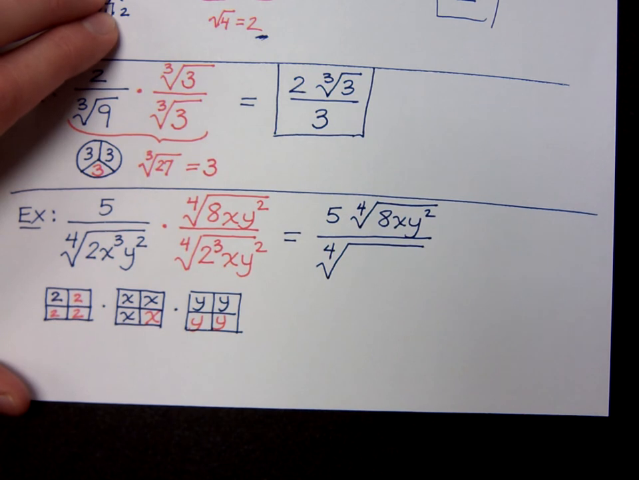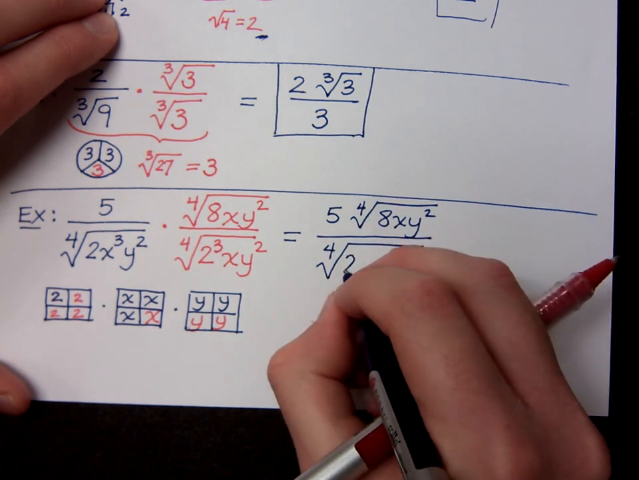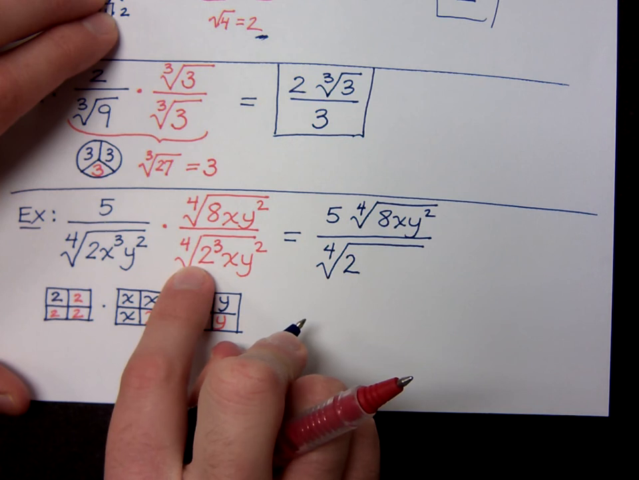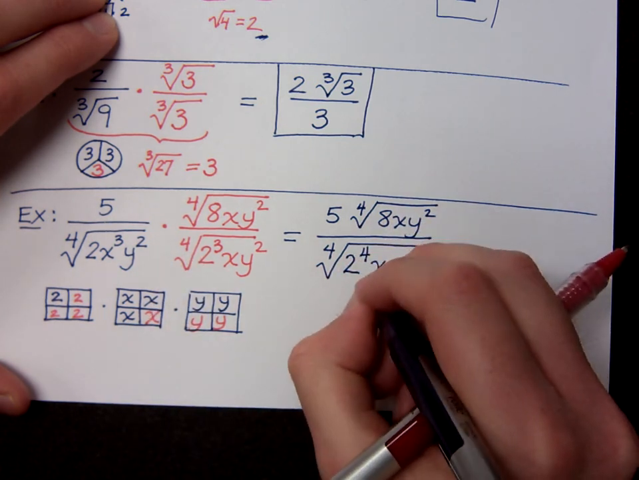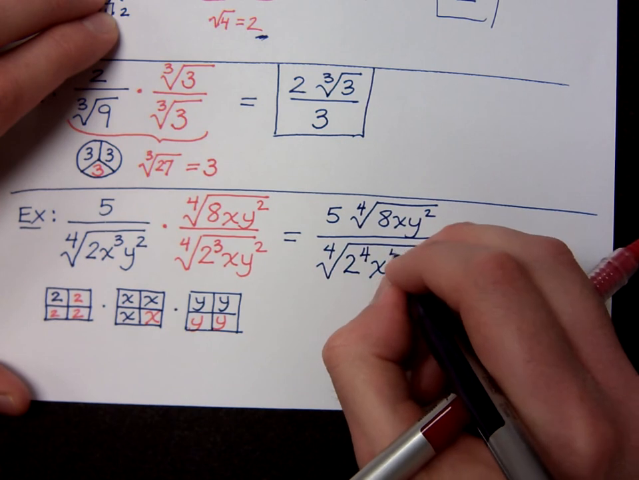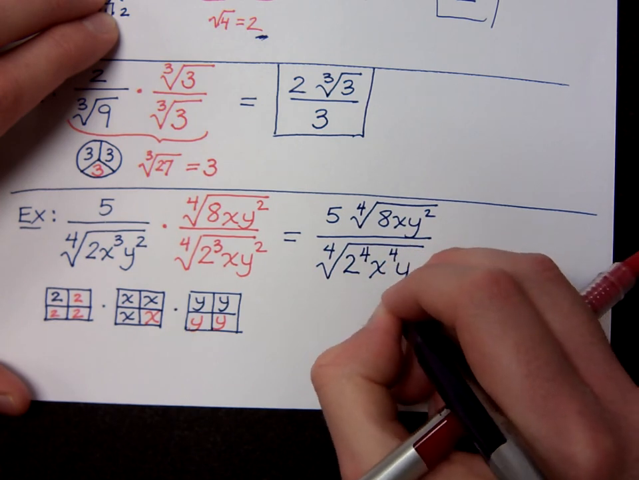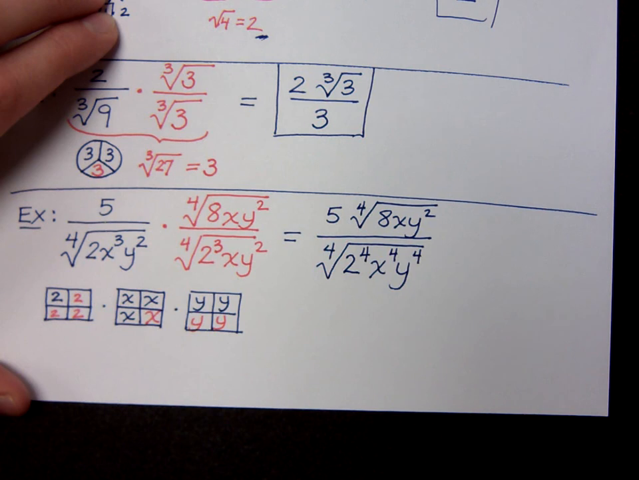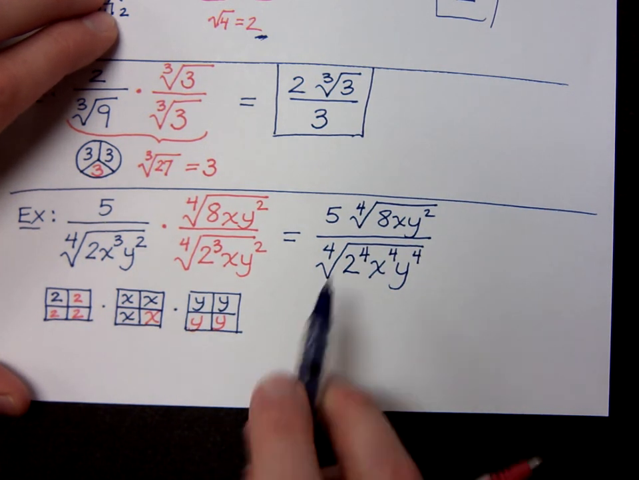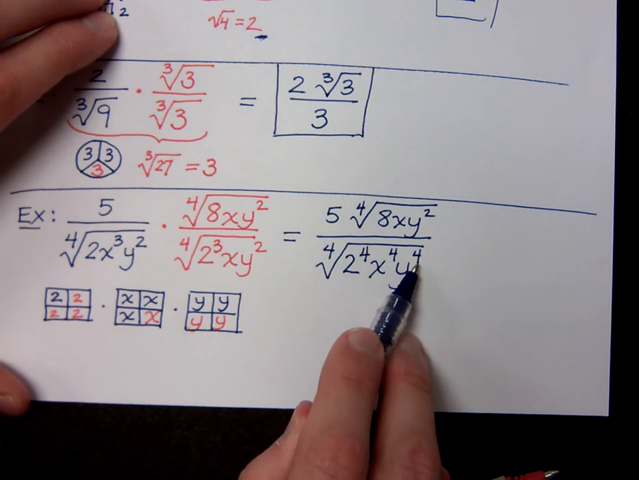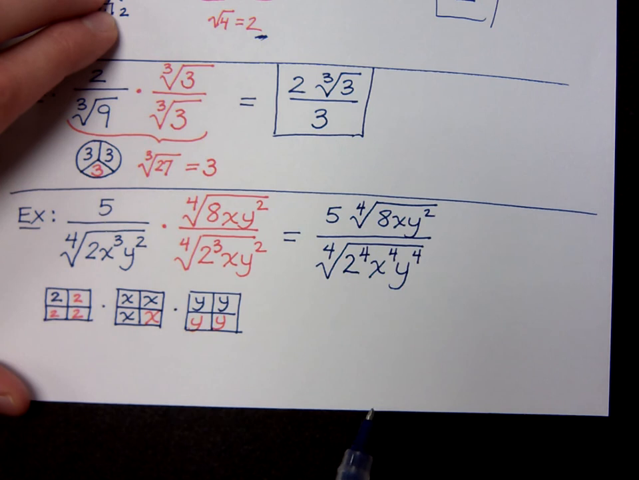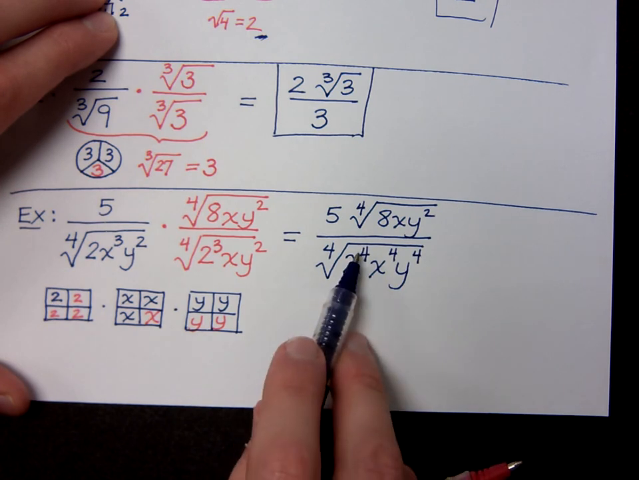Inside the fourth root, how many factors of 2 did I have when I multiplied these guys together? You had 4 factors of 2. How many factors of x do you have? 4. And how many factors of y do you have? You have 4. In order for this to be a perfect fourth power inside the fourth root, this index must go into all these exponents evenly. Does it? So the 2 doesn't multiply to make 4, right? If I multiplied 2 to the fourth, I would get 16.